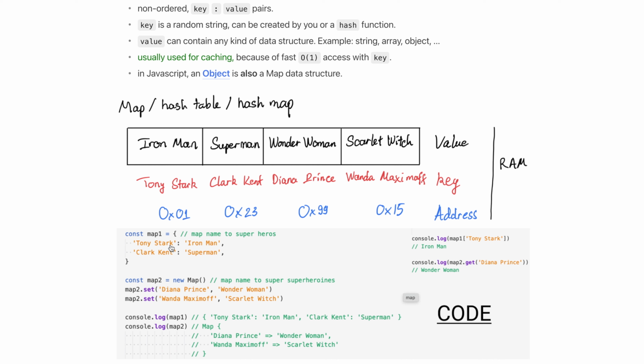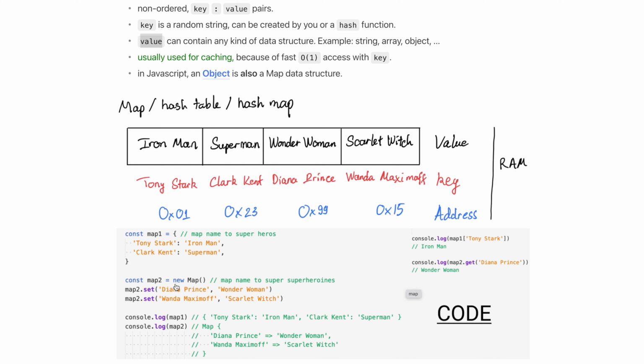In map 1, we initialize the map with object style. We are mapping the names of the characters with their superhero names. For example, Tony Stark is mapping to Iron Man, and Clark Kent is mapping to Superman. Tony Stark and Clark Kent are the keys, and Iron Man and Superman are the values. We have key-value pairs. Now, if I want to know the superhero name of Tony Stark, I give map 1 the key Tony Stark, and the map gives me the value Iron Man.